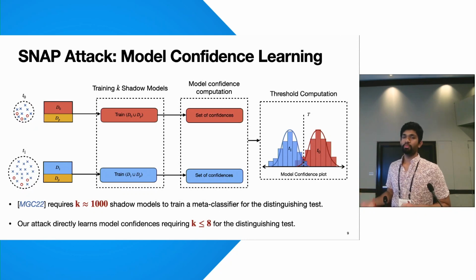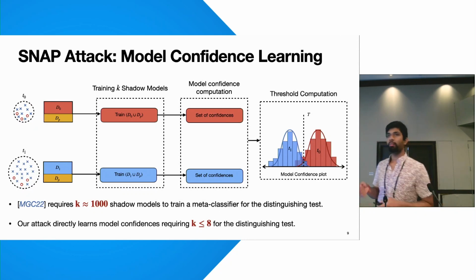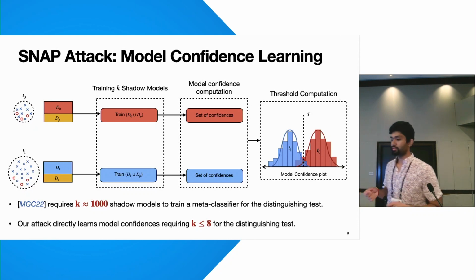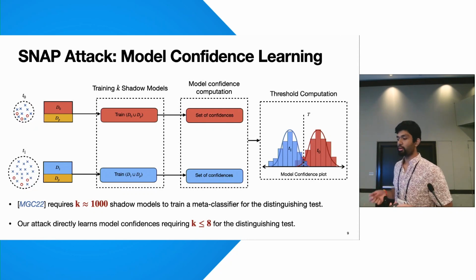So recall that in the previous work, because you had to train a meta-classifier, you required thousands of shadow models to be trained internally for the distinguishing test to work. Whereas, because we directly use these model confidences to build our distinguishing test, we require no more than 8 shadow models to be trained, making our attack really efficient.